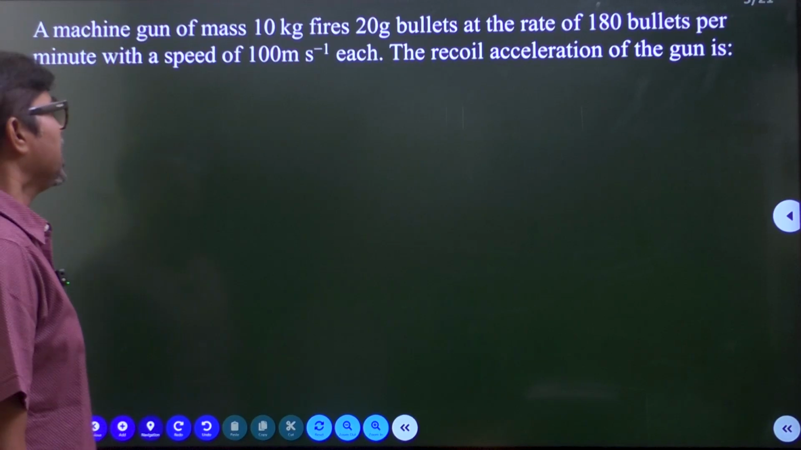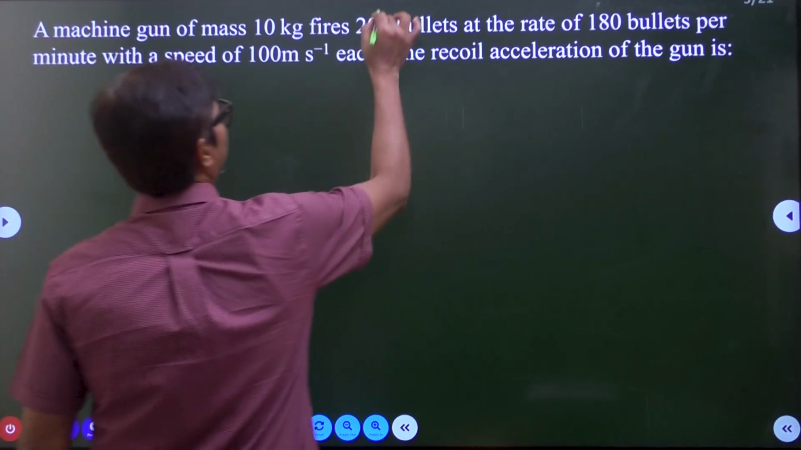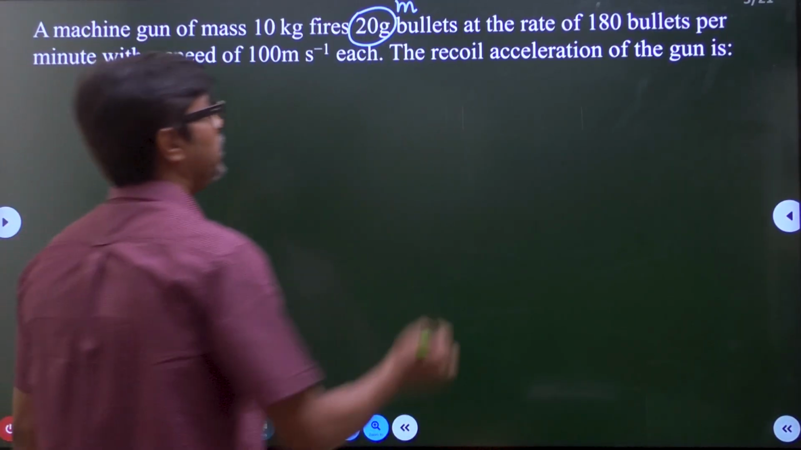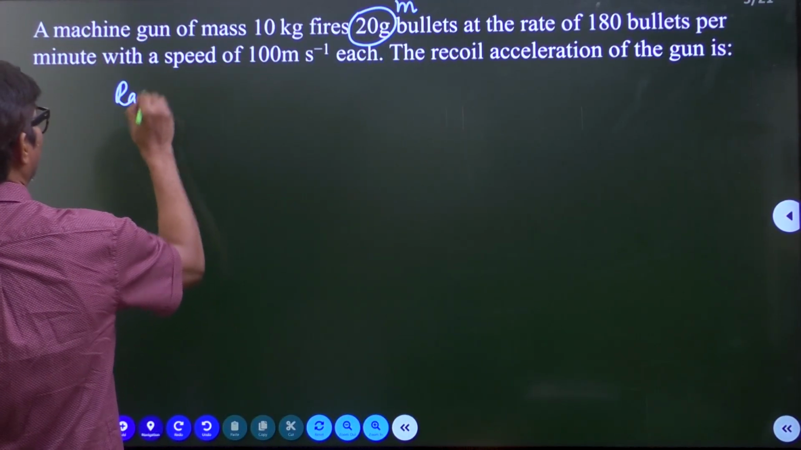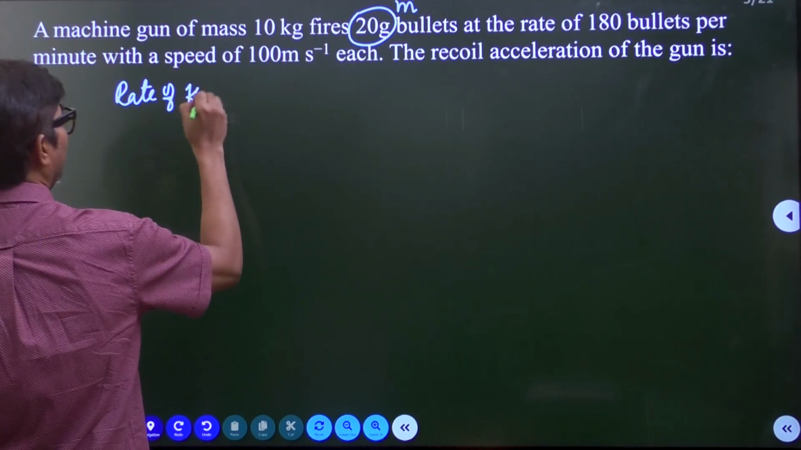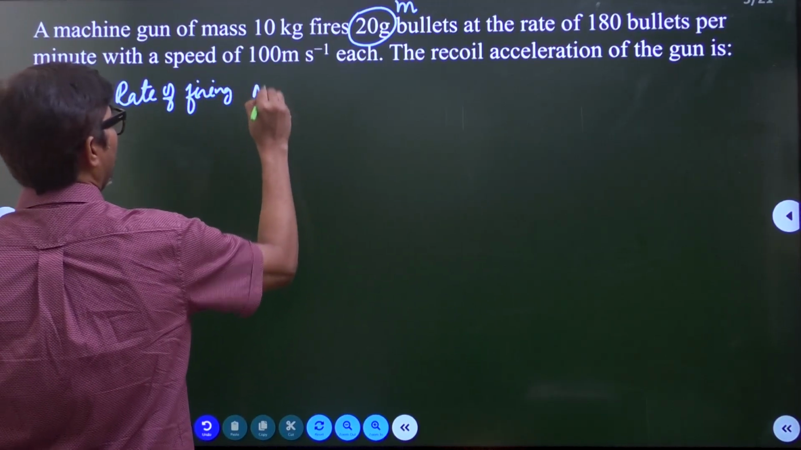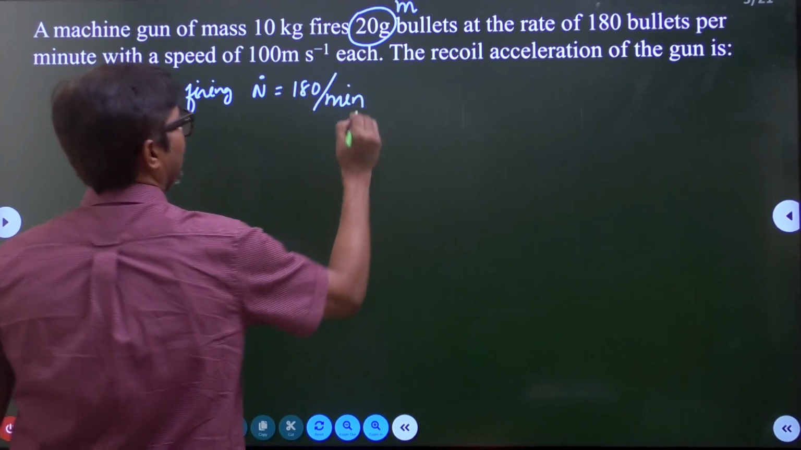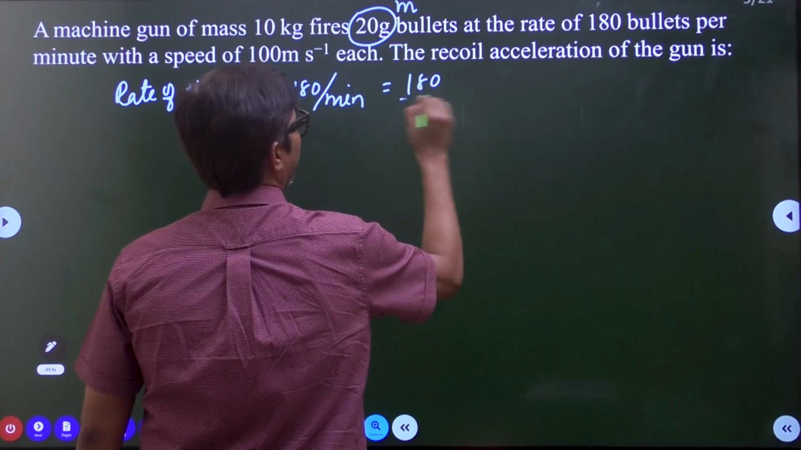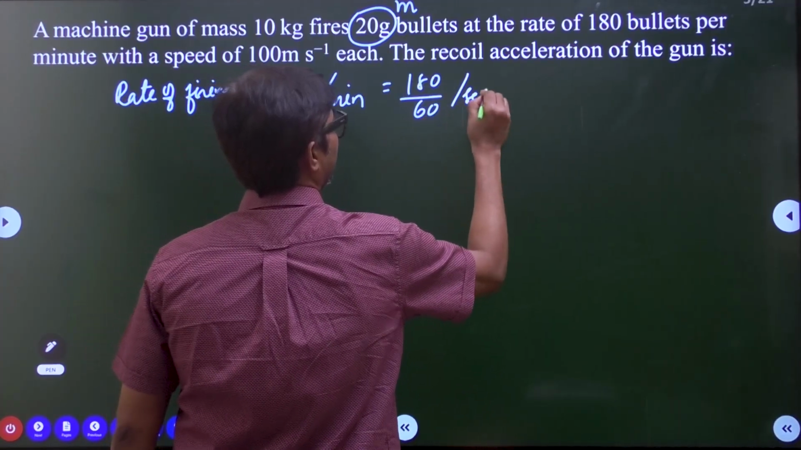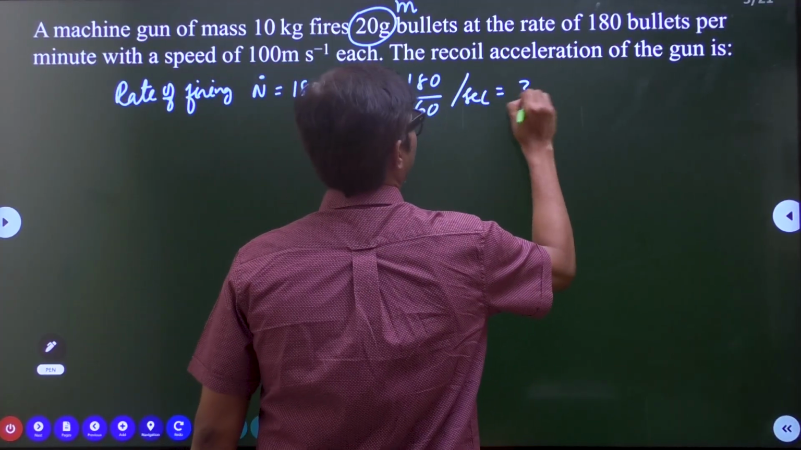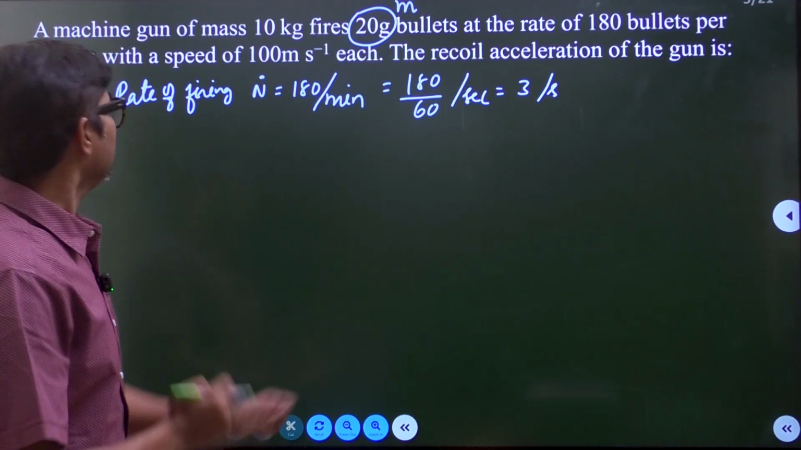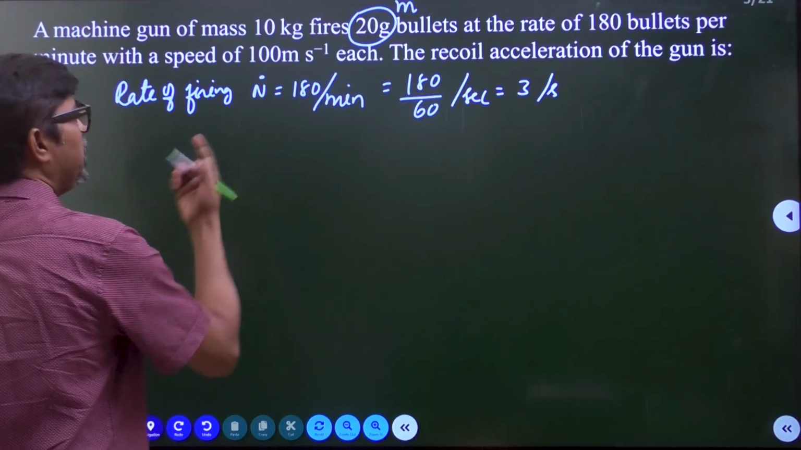A machine gun of mass 10 kg fires 20 gram bullets. Mass of each bullet is 20 gram, let's call it m. At the rate of 180 bullets per minute. Rate of firing, let's call it n dot, which is 180 per minute. 180 per minute can be written as 180 by 60 per second. That is going to be 3 bullets per second. Every second, 3 bullets are being fired very fast. And each bullet is going with a speed of 100 meter per second.